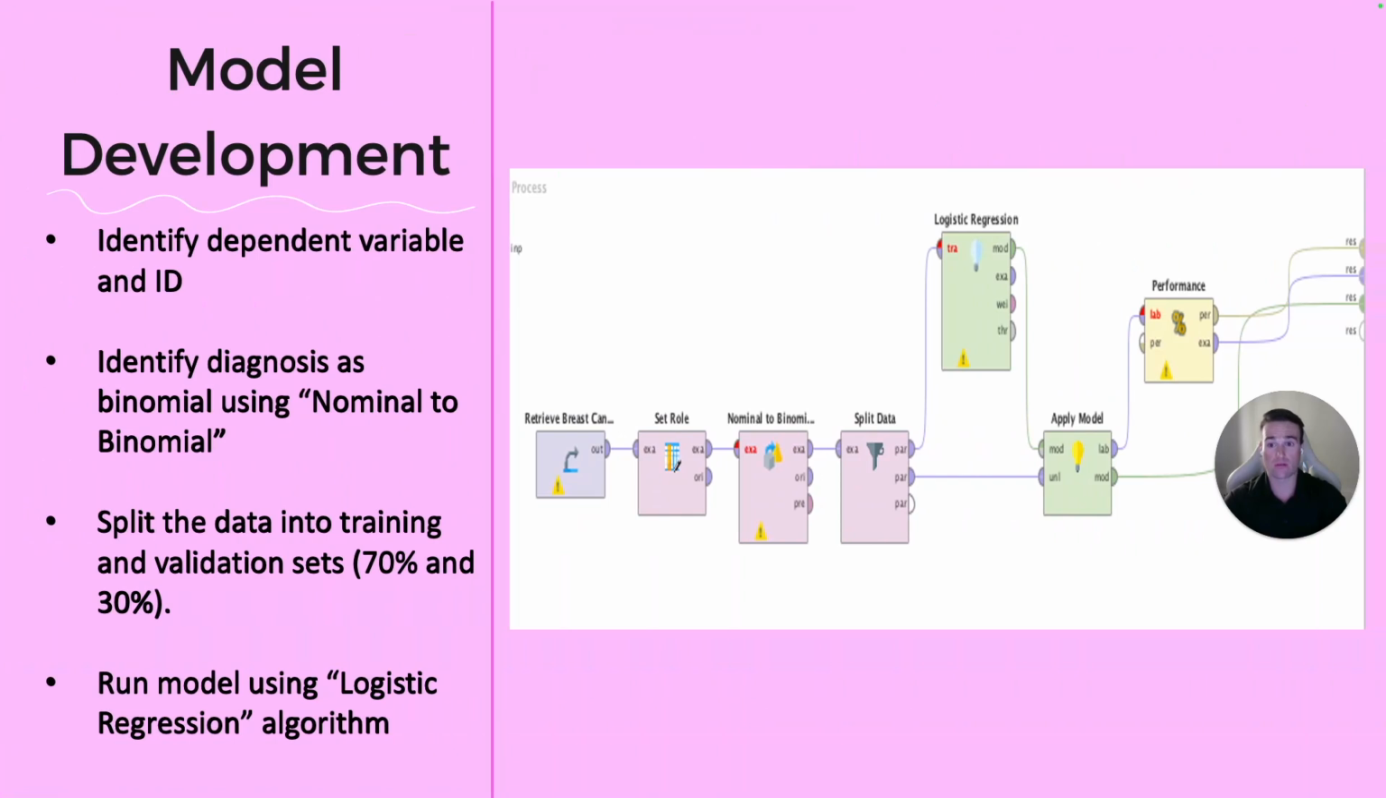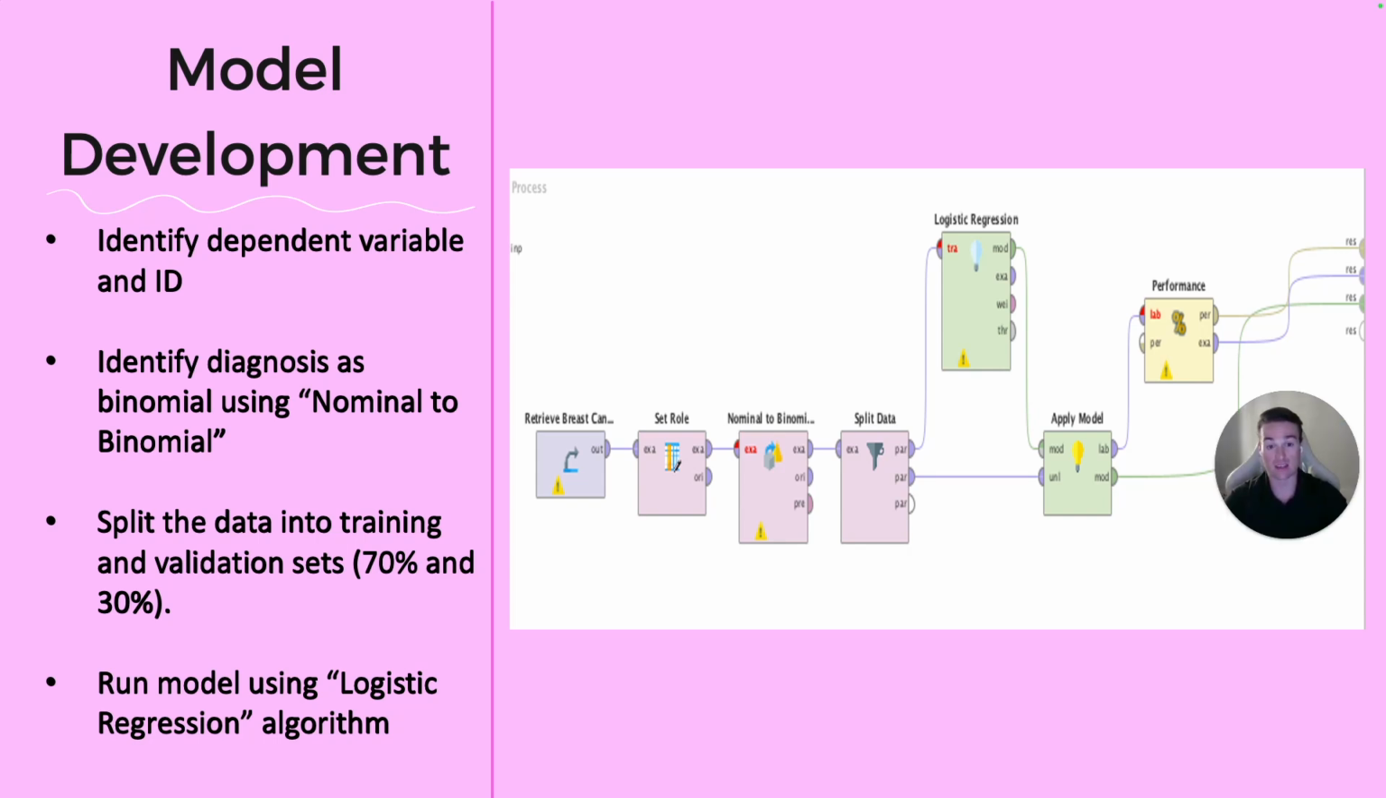To start developing the model, we again had to identify our dependent variable and our ID. So just like mentioned before, I went back in and identified patient ID as ID, so that wouldn't affect the results of our model. And then I used set role as well to identify diagnosis as our dependent variable. I then had to use nominal to binomial to tell RapidMiner that, hey, diagnosis is a binomial, and to treat it as such, like I mentioned already, B for benign or M for malignant is how the diagnosis is recorded.